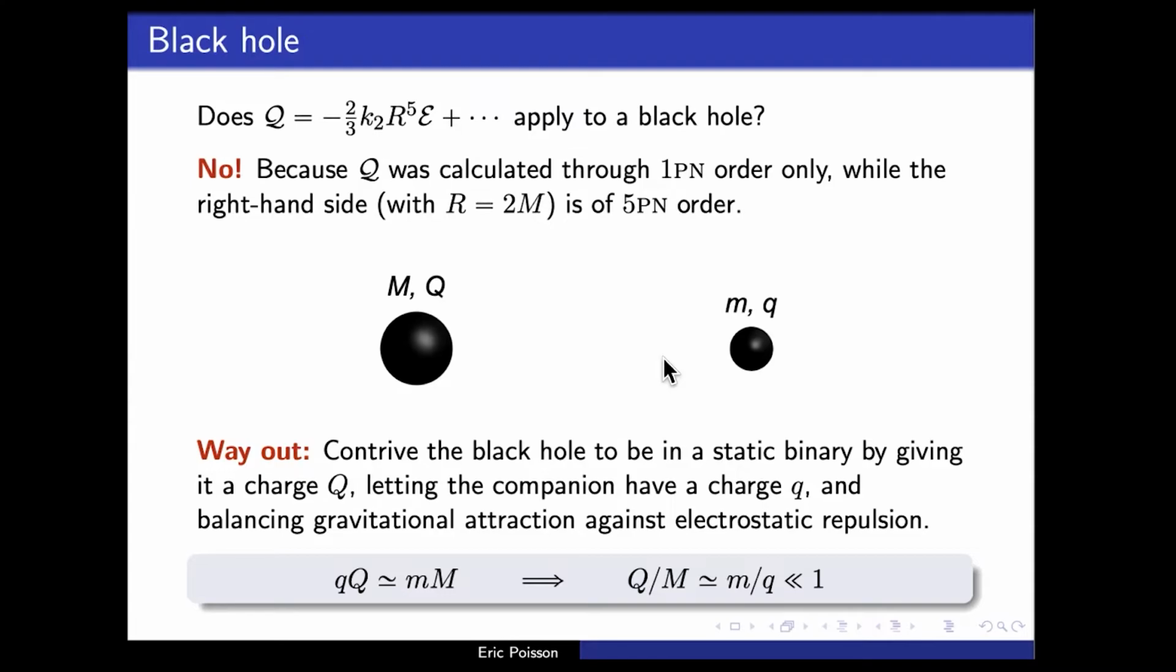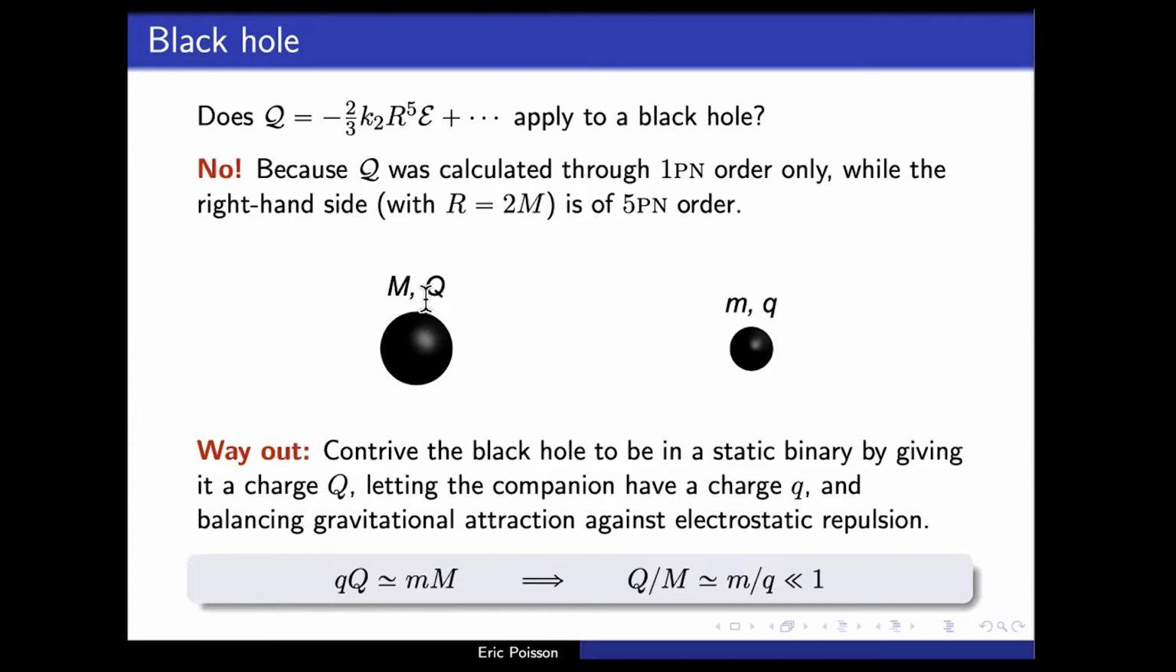What if I could have a static binary? Then all of this dynamic stuff would go away. I would have a true static tidal environment, and maybe I could do the calculation much more easily. And the answer is true. How do I have a static binary? Obviously, it doesn't make any sense, but I can arrange for a static binary if I give my black hole a tiny amount of charge.